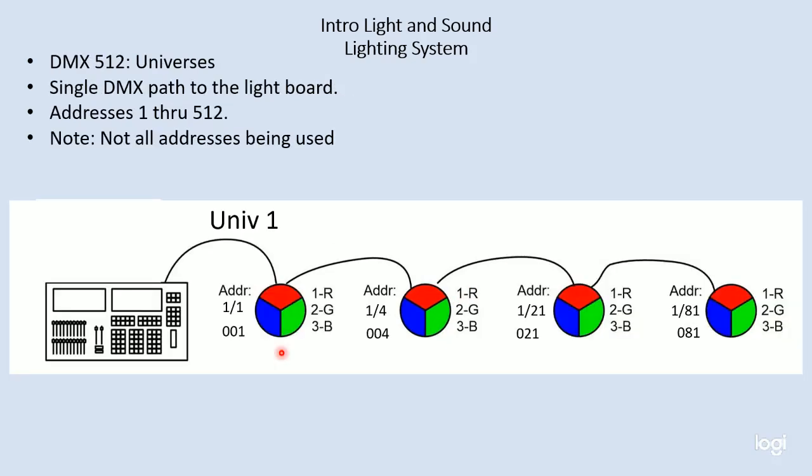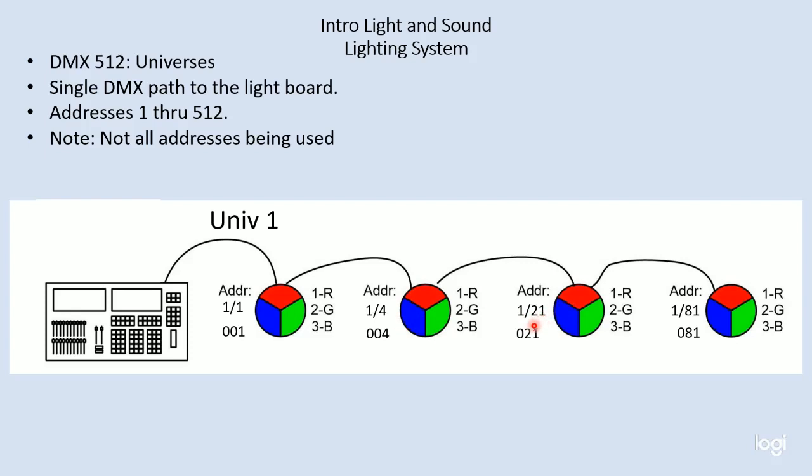If we start adding fixtures to this, this is known as a DMX universe or a DMX path. And in this example, we have our first LED again set to address 1, where 1 is red, 2 is green, 3 is blue. Our next available address is going to be address 4. And in address 4, red is going to be 4, green would be 5, blue would be 6. As we step that up, we have now skipped.